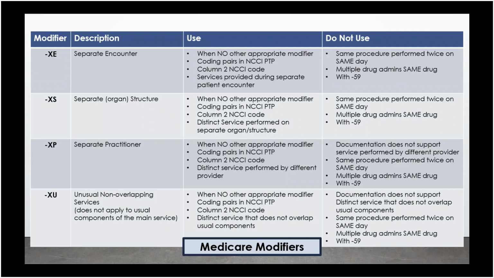procedure to procedure, they pretty much all say the same thing except what they're specifically used for. Separate encounter means they're going to be during a separate encounter. Distinct service performed on a separate organ. Distinct service performed by a different provider. And distinct service that does not overlap usual component. So again, everything that says do not use. So same procedure performed twice on the same day. Do not use then. Multiple drug administration of the same drug, and then with modifier 59. You couldn't use both of those together.